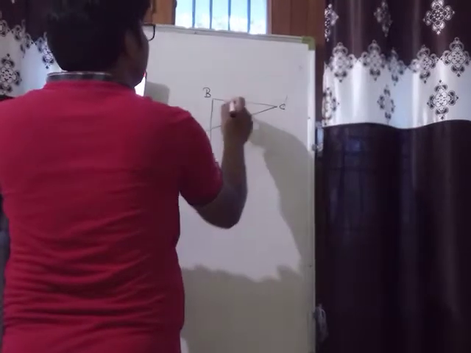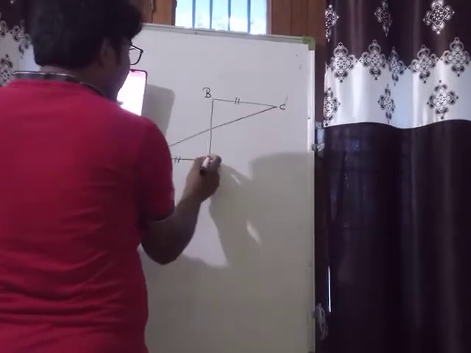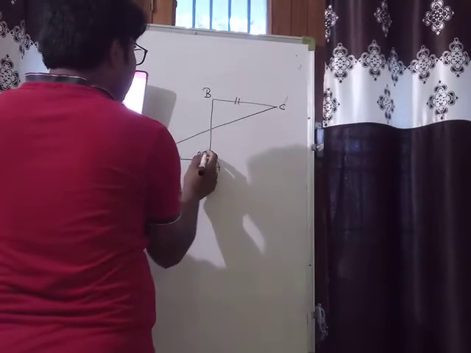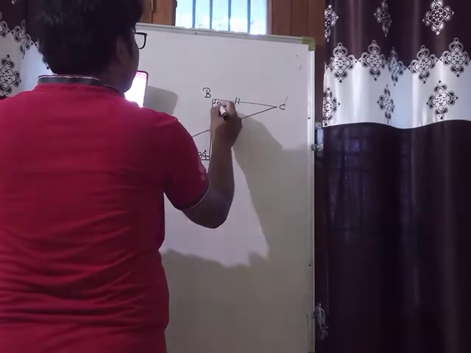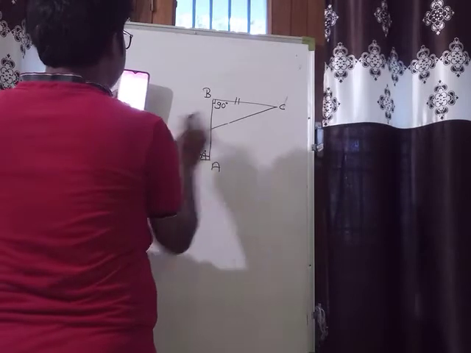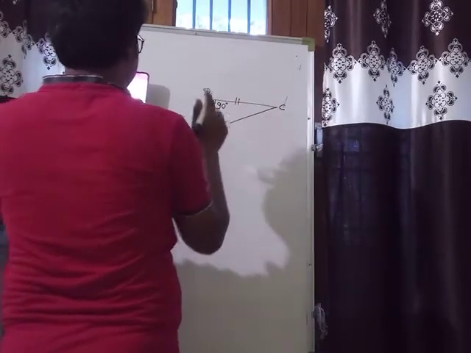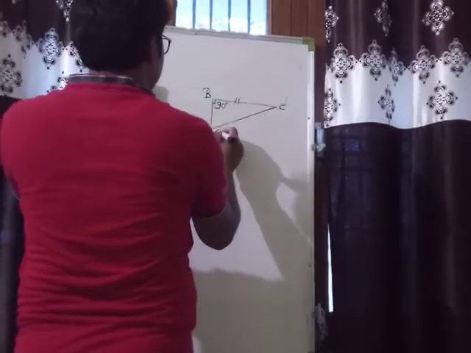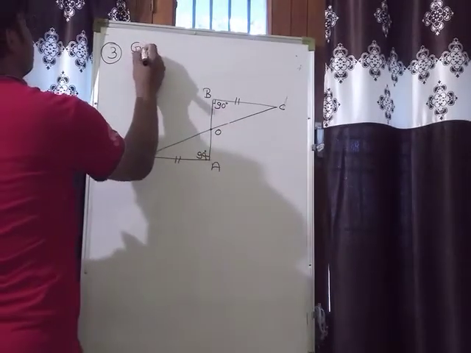AD and BC are equal and perpendiculars. They are perpendiculars on AB. Okay, so that CD bisects AB. What is given here?